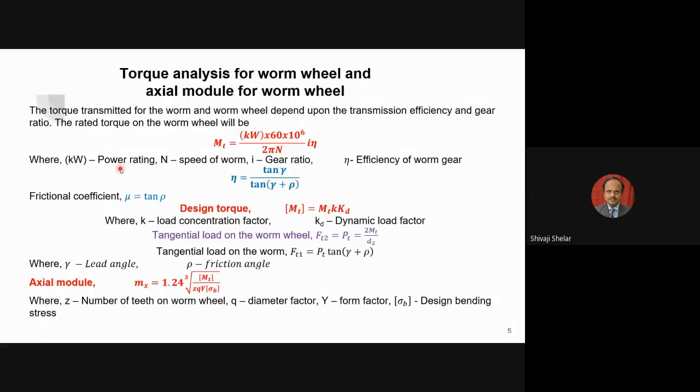Normally, if you are supplying the power with the electric motor, it is the electric motor rating. If you are supplying the power with the help of an engine, then it will be the power rating of your engine. N is the speed of the worm. What is the input speed here? That is the input speed, not the worm wheel speed.